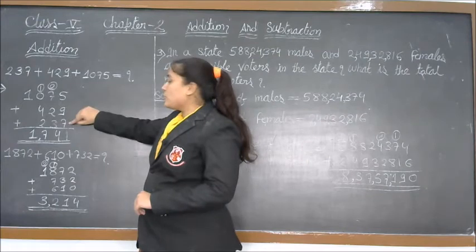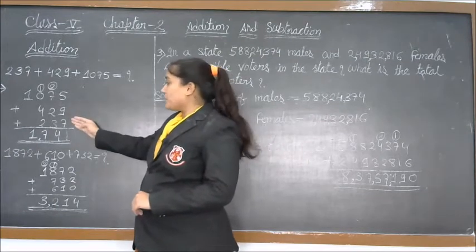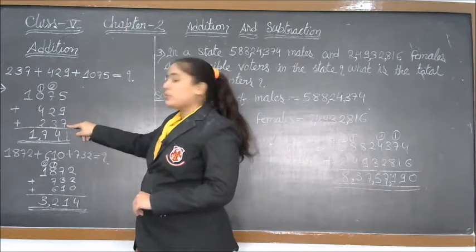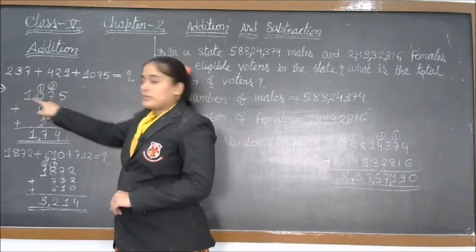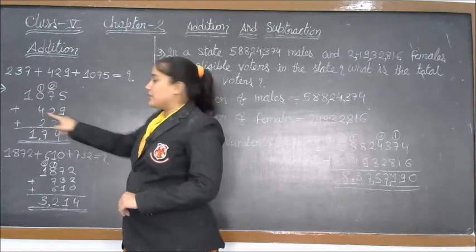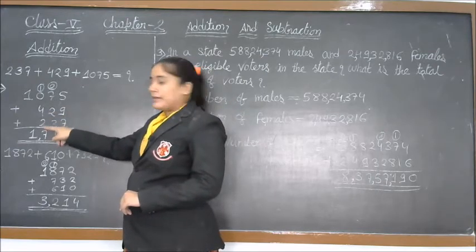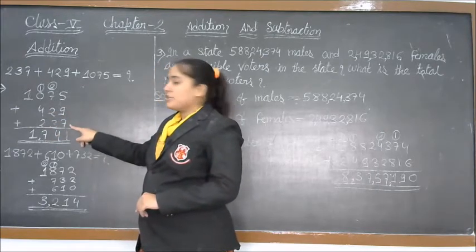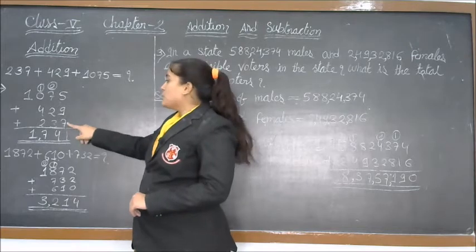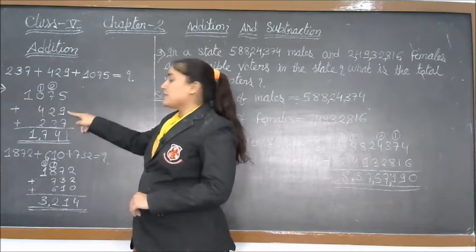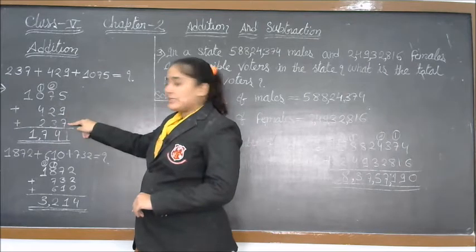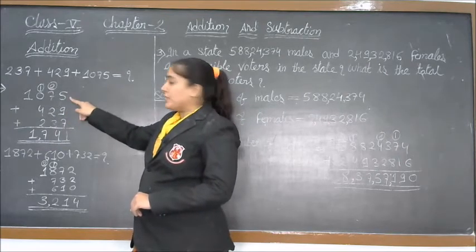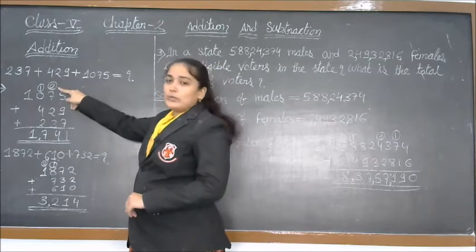First of all we have to start at the end position, meaning we start from ones. It is ones, tens, hundreds, thousands. So we start the addition from the ones position. 7 plus 9 is 16. 16 plus 5 is 21. 1 is here and 2 is carry.